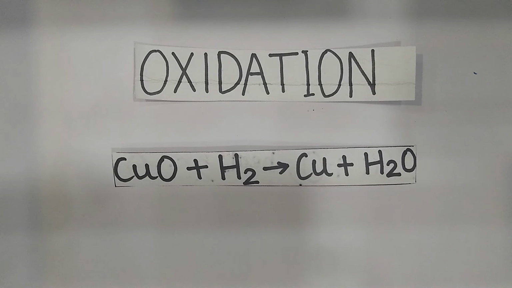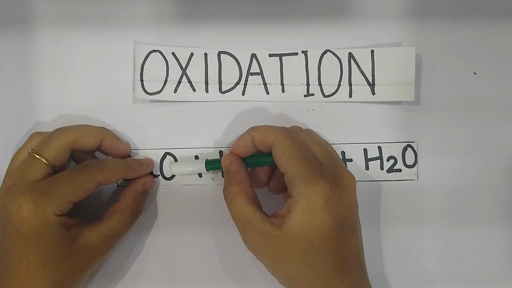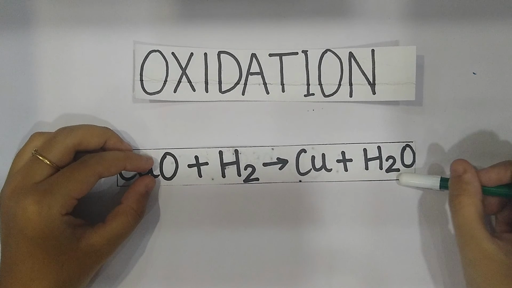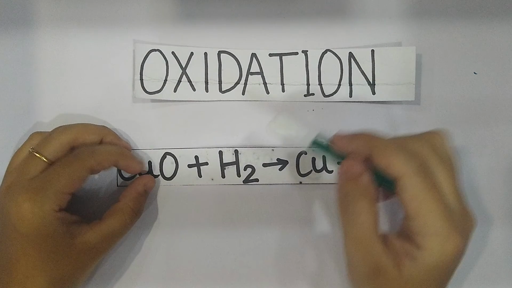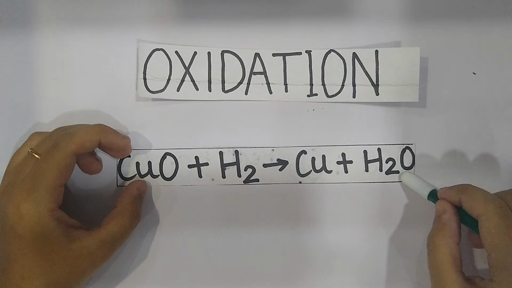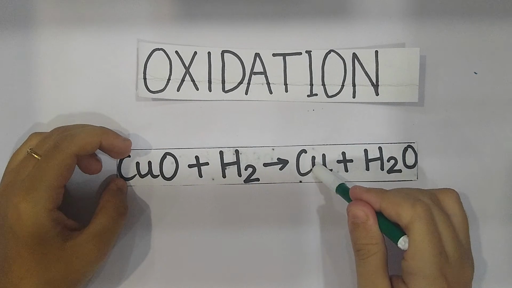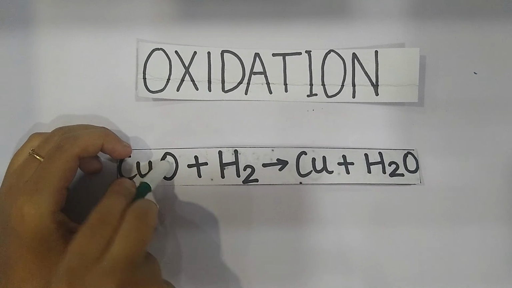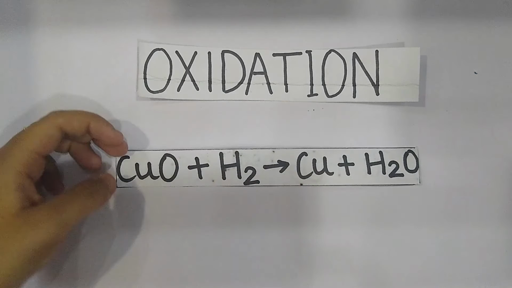Now here we have another example where CuO, copper oxide, reacts with hydrogen to give us Cu and H2O. Now H gets added with an oxygen to give us water. Alright. So H, hydrogen, is undergoing oxidation. So if hydrogen is undergoing oxidation, then what happens to the copper? Copper is not undergoing oxidation. You see, it is getting rid of the oxygen atom. So what exactly is happening to copper?